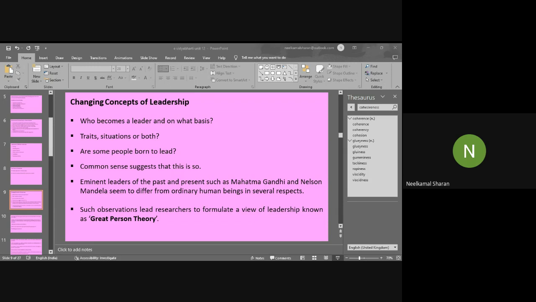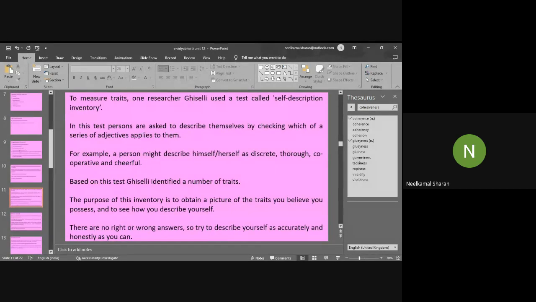What are those characteristics that suit them for their important role? The researchers find that, to measure these traits, what are the traits which a leader possesses?